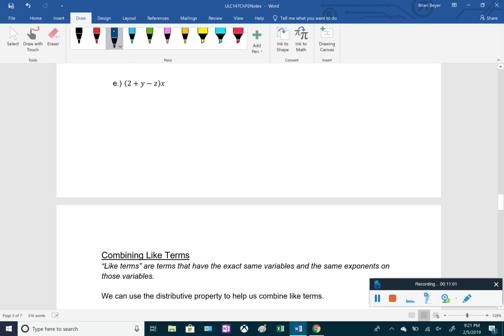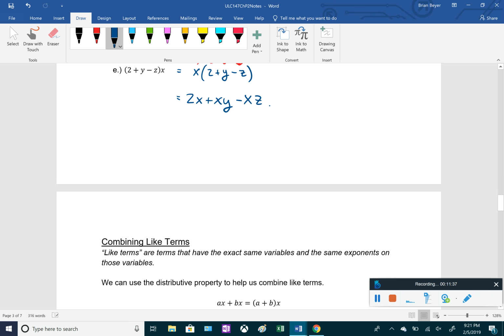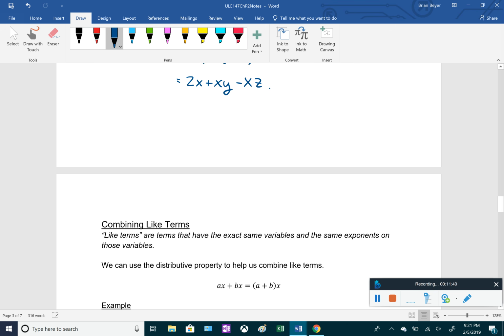Last one here, we have 2 plus y minus z times x. So it looks a little bit different because that one term is on the right. We're going to do the same exact thing, except before we do that, I'm going to rewrite it like this. So we can rewrite it with x times those terms in parentheses based on the commutative property of multiplication. You don't have to write it like that though. And then we can see that we distribute it to all of these terms. So it's going to be 2x plus xy minus xz. Okay, so that's pretty much it for distributing. It's relatively simple, but very, very important.